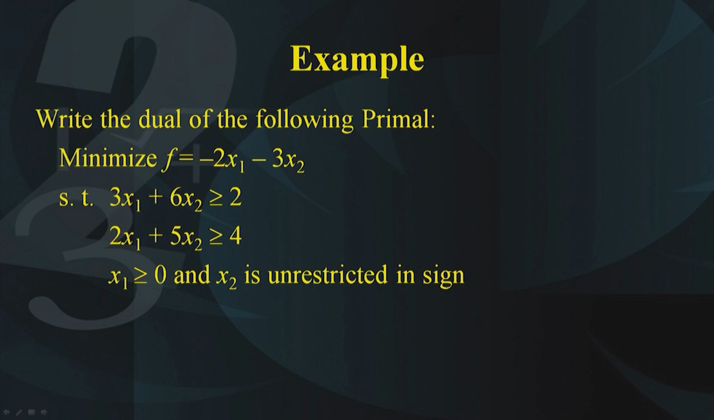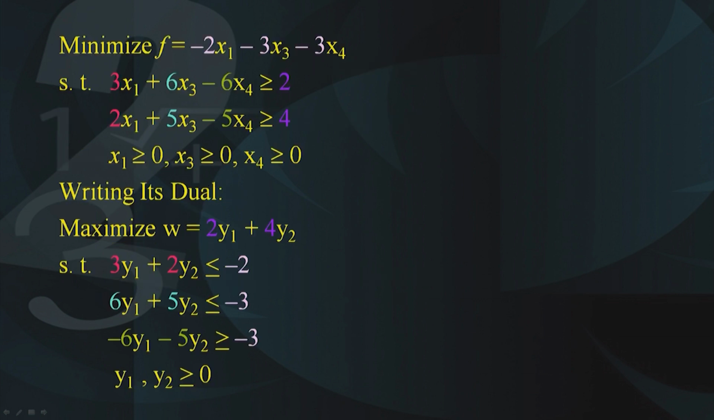Substitute x2 equal to x3 minus x4 in the entire problem, and we know that x3 and x4 should be greater than or equal to 0. So, with this substitution, although we will be increasing the number of decision variables from 2 to 3, the advantage is that all the decision variables will be greater than or equal to 0. So, we make the substitution in the entire problem, and that is the problem that we get.